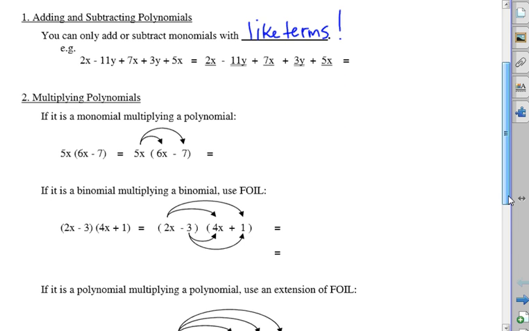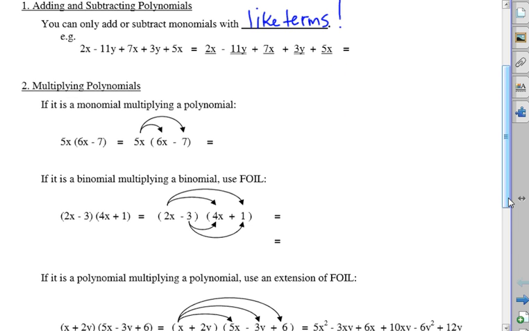Okay, multiplying, distributive law, right? 5x times 6x, 30x squared minus 35x. Okay, binomial is just an extension of distributive law.